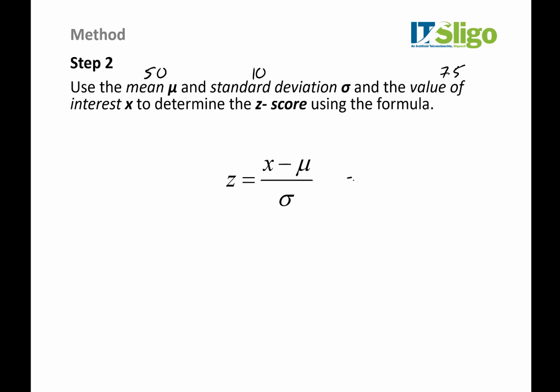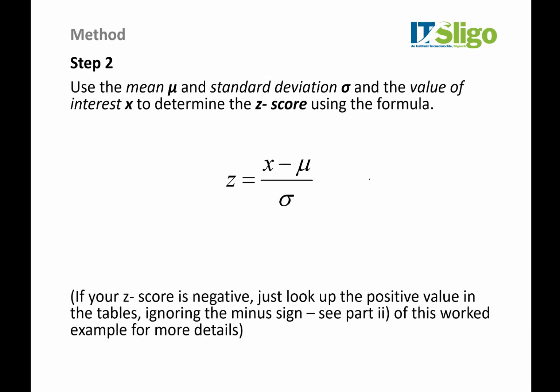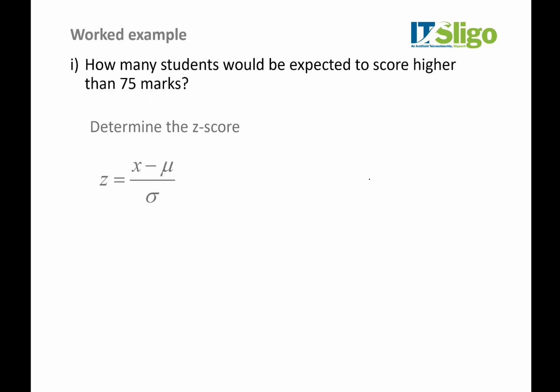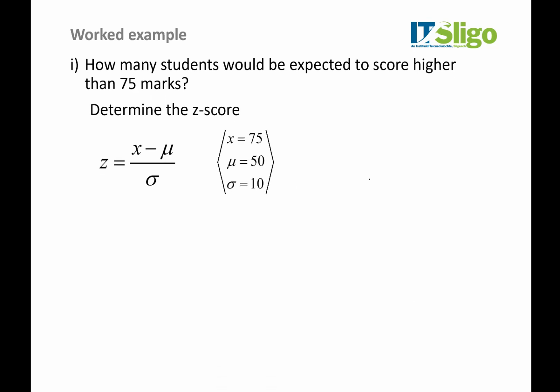So our Z score in this case, I think I have it on the next slide. I don't need to write it all out. So X is 75, mu, the mean, is 50, sigma is 10. Feed these values in, and we get a Z score of 2.5. I have to keep emphasizing this, guys, so you understand what the Z score is. Our value of interest is 2.5 standard deviations above the mean.